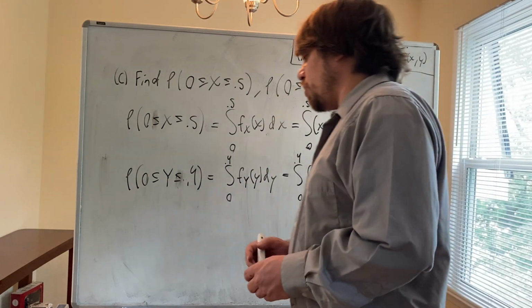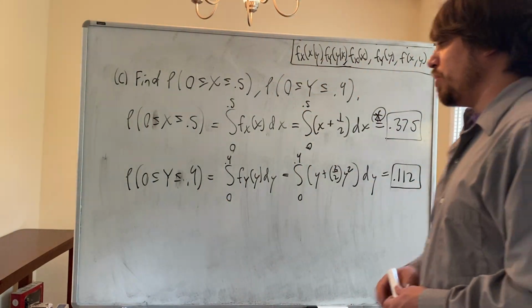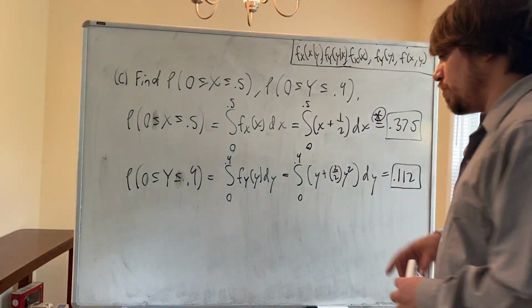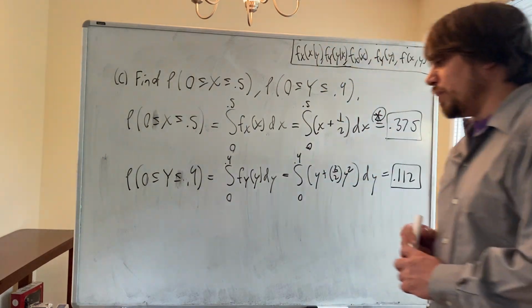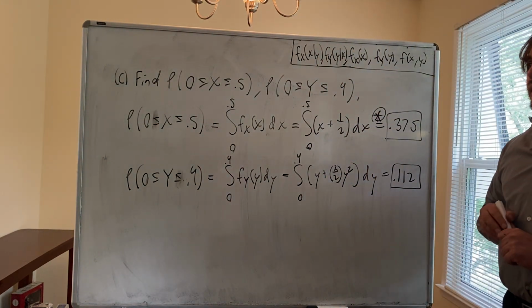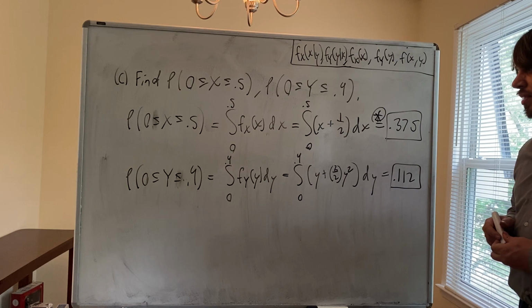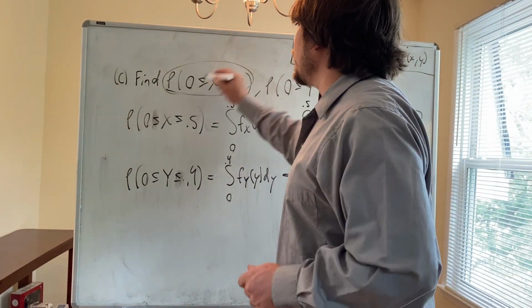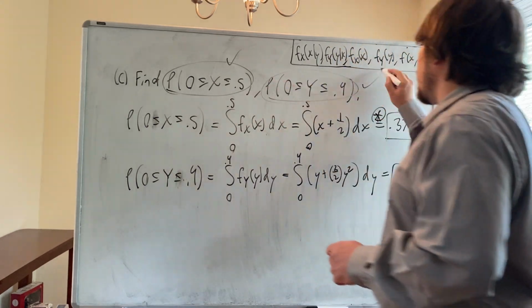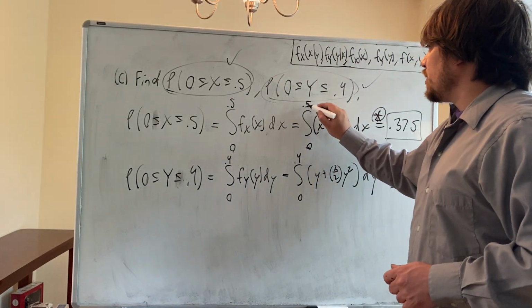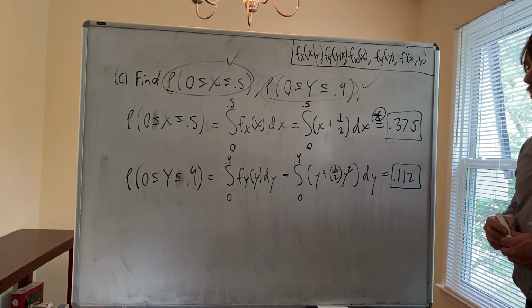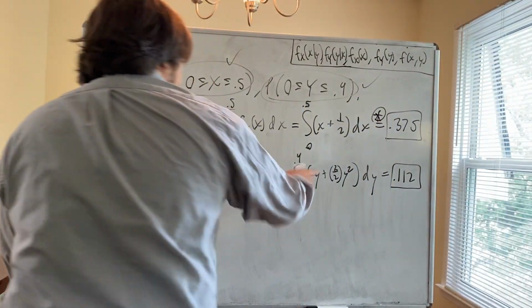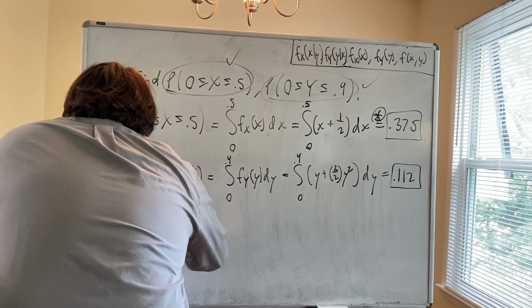Okay, so that integral is 0.112, and so the probability that y is between 0 and 0.4 inclusive is 0.112. That's the second probability in part C. We found this probability here, and we found this probability there. It's 0.5 there. As side work, I'll show you why that integral equals 0.112.